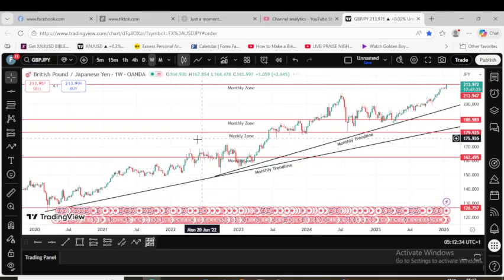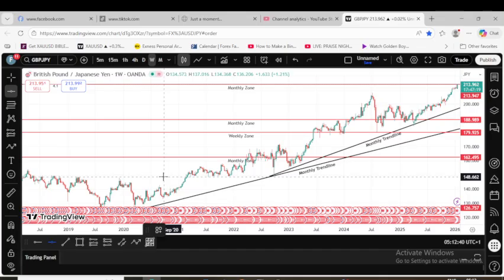Let's zoom out a bit. That's what else you can see. We have another zone here. Here we have a support level and a resistance level.